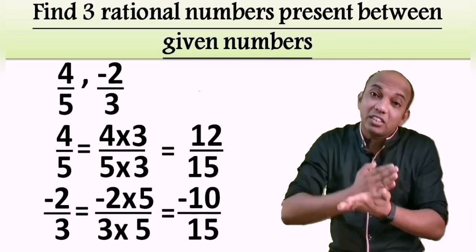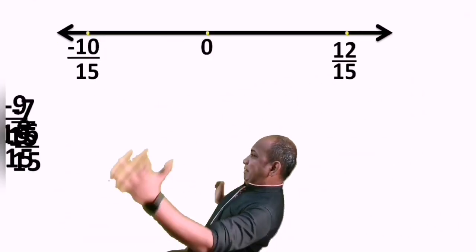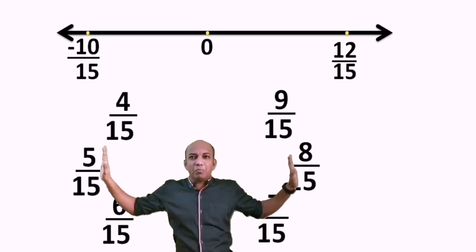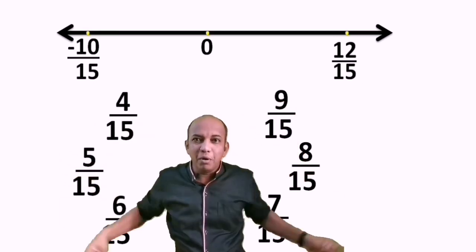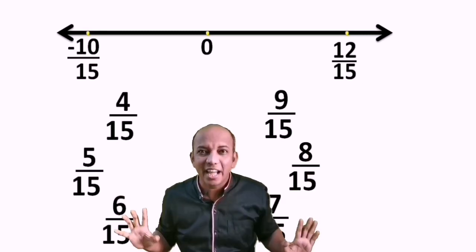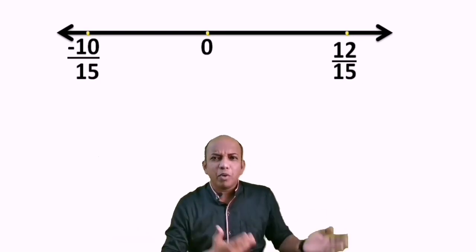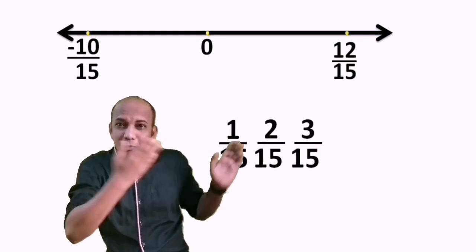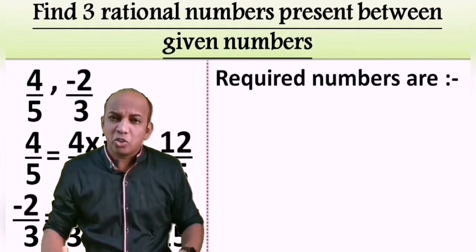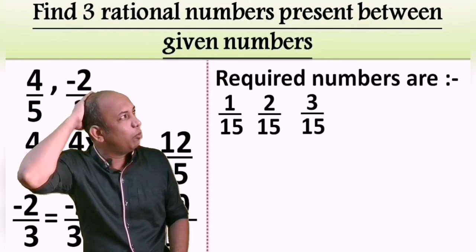And now from minus 10 to positive 12, there are many numbers. These are the positive numbers, right? So you can write any number from these positive numbers, or the negative numbers, which were previously trying to attack me. So life always says be positive, so you can write any of the positive numbers. Negative numbers, you leave them. From positive numbers you can choose any, and I chose 1 upon 15, 2 upon 15 and 3 upon 15.